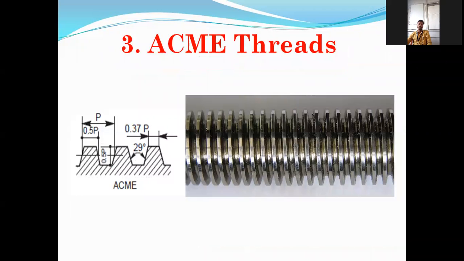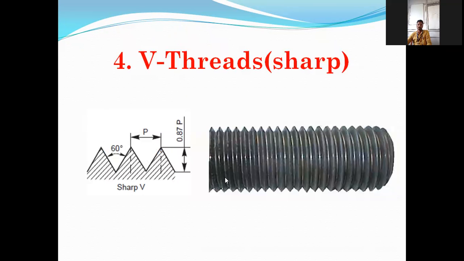Next one we have seen is Acme thread, with a 29 degree angle. Whatever change we observe compared to the square thread, it has a 29-degree angle, and bench vise is the application. Further, we have seen V thread. It is also called sharp thread, or what was another name? Metric thread. So 60 degrees, and nut and bolt is the application.